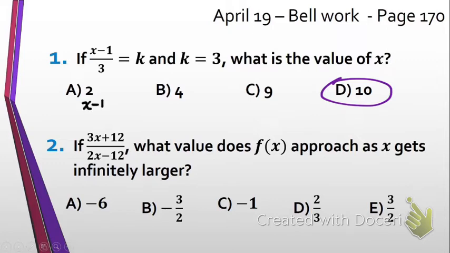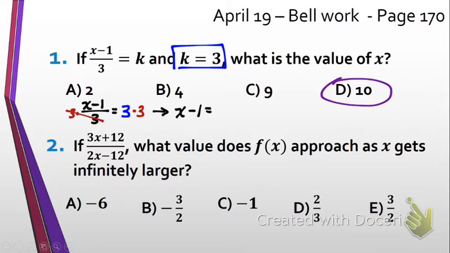So if I have (x minus 1) over 3, and we substitute in 3 in the place of k. I want to get x by itself, so I'm going to need to get rid of that fraction. How do you get rid of a denominator? Multiply, yes. So we're going to multiply both sides by 3. That's going to cancel our denominator out. That would give me x minus 1 equals what? 9. And then we add 1 to both sides. And that's how we got x equals 10.